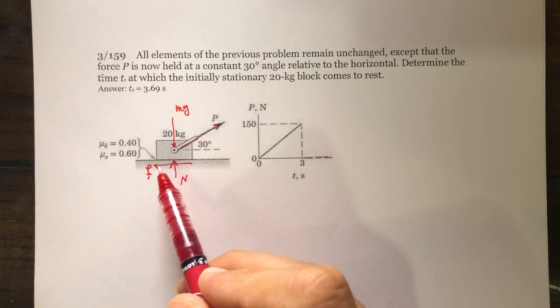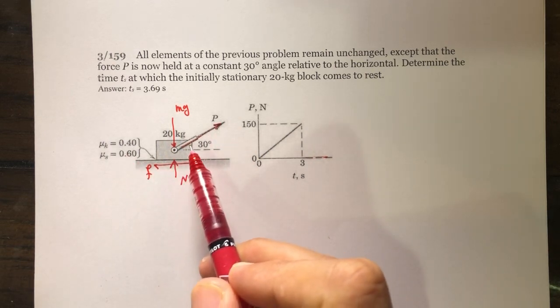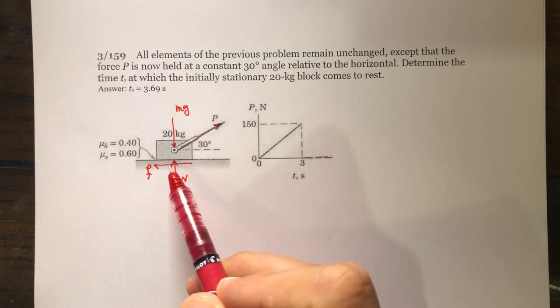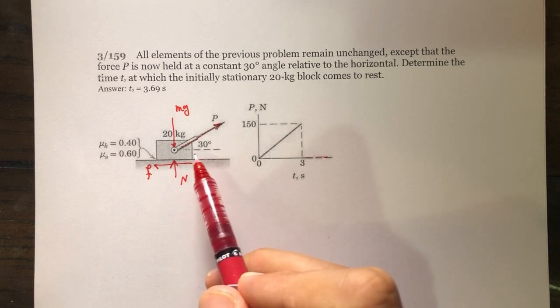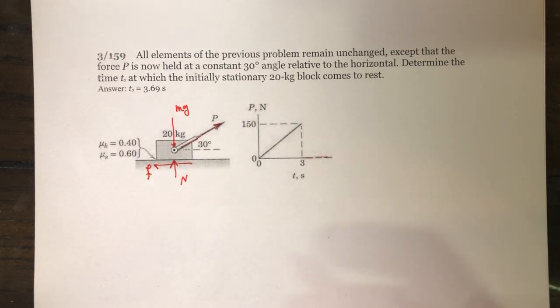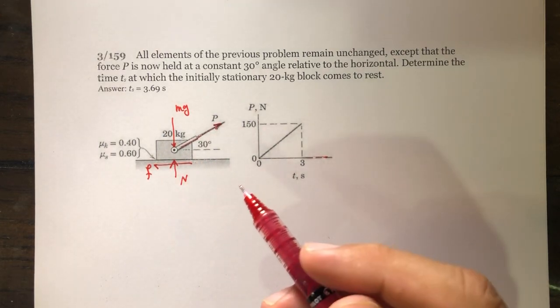And by increasing P, friction force is going to increase too. But at one point, the friction force is going to reach mu s times N. And if P increases after that, the friction force is not going to be able to tolerate it, so the block is going to start to move. So first we need to find at what time the block is going to start to move.